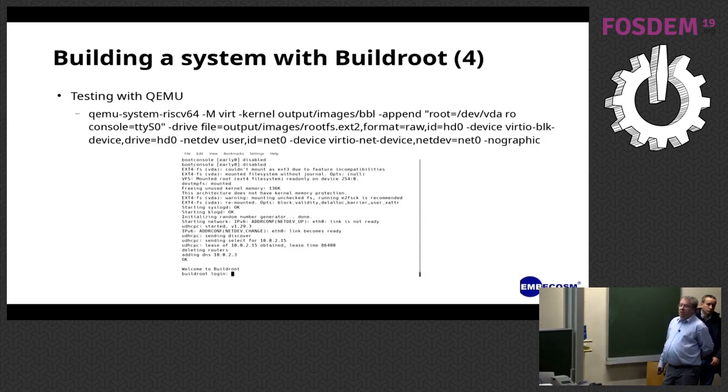Okay, next stage, onto testing. The incantation at the top was what I ran QEMU with. You can see, running with the QEMU virtual machine, you pass it a kernel specifying the BBL image file, and in this case, pass it a separate root file system image as a drive. And you can see there that it boots right down to a Buildroot login prompt.